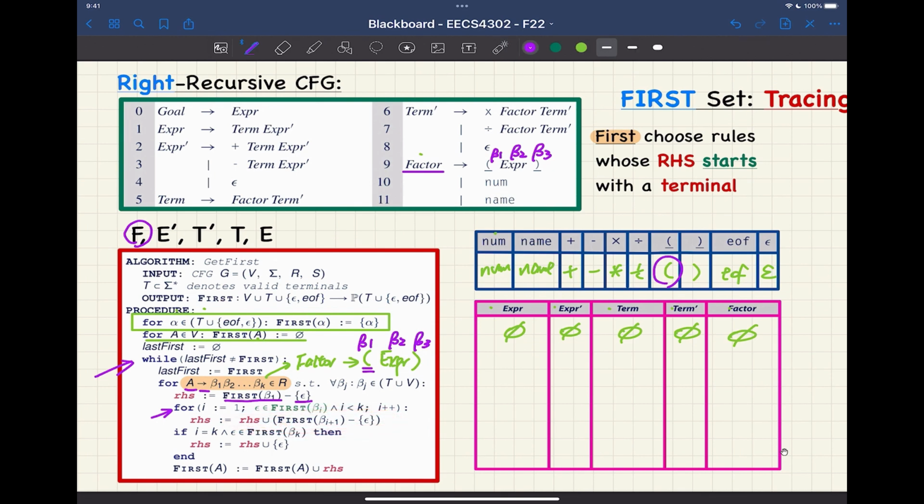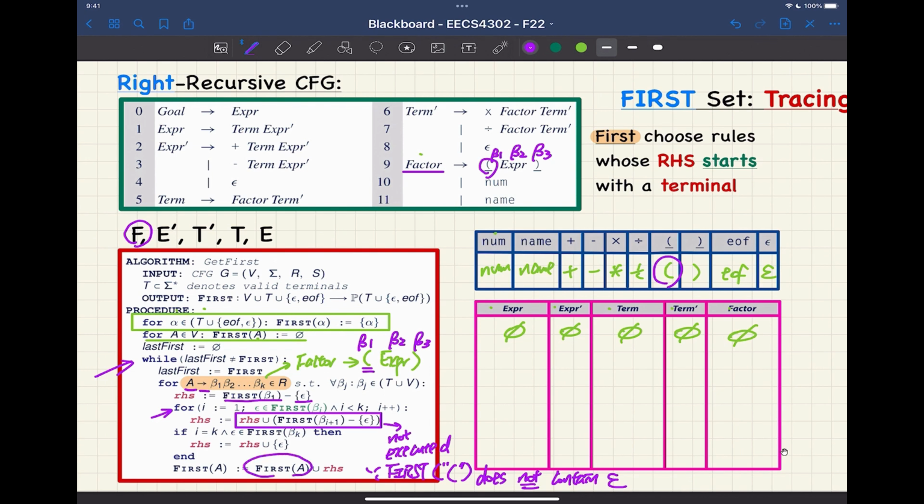I'll write a note here. So this part over here is not executed because the first of beta 1 over here does not contain epsilon. It does not. Okay? So that means eventually what's going to happen is we'll simply keep just the first of A.